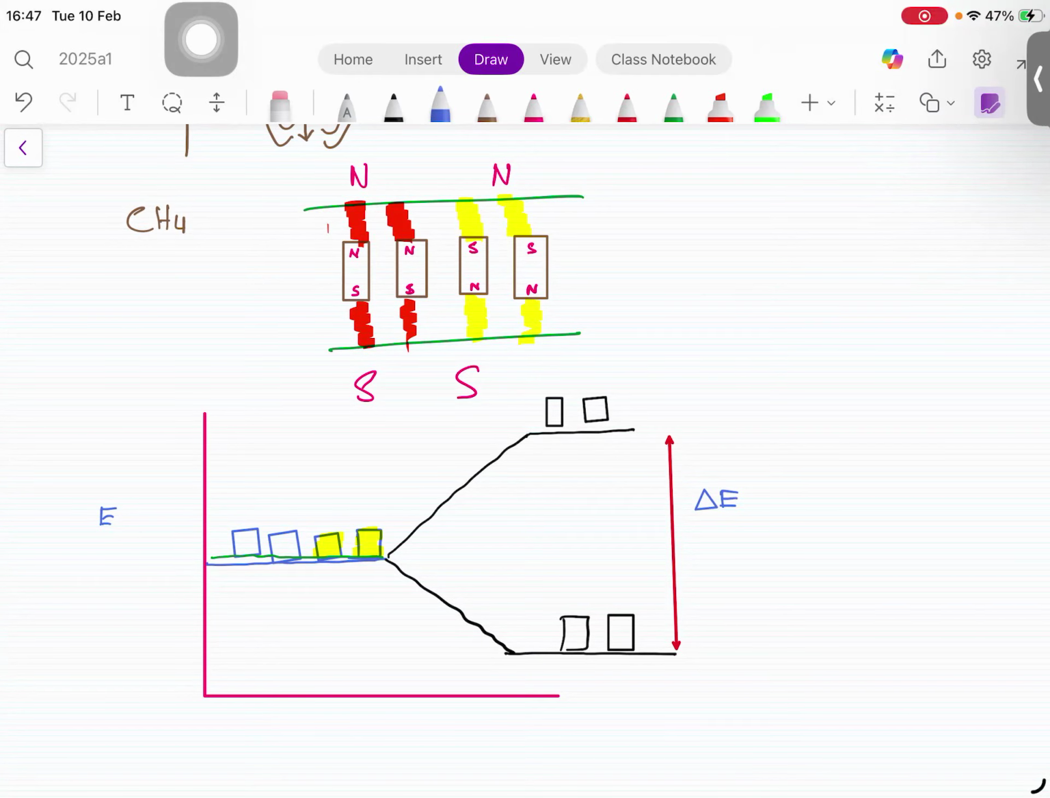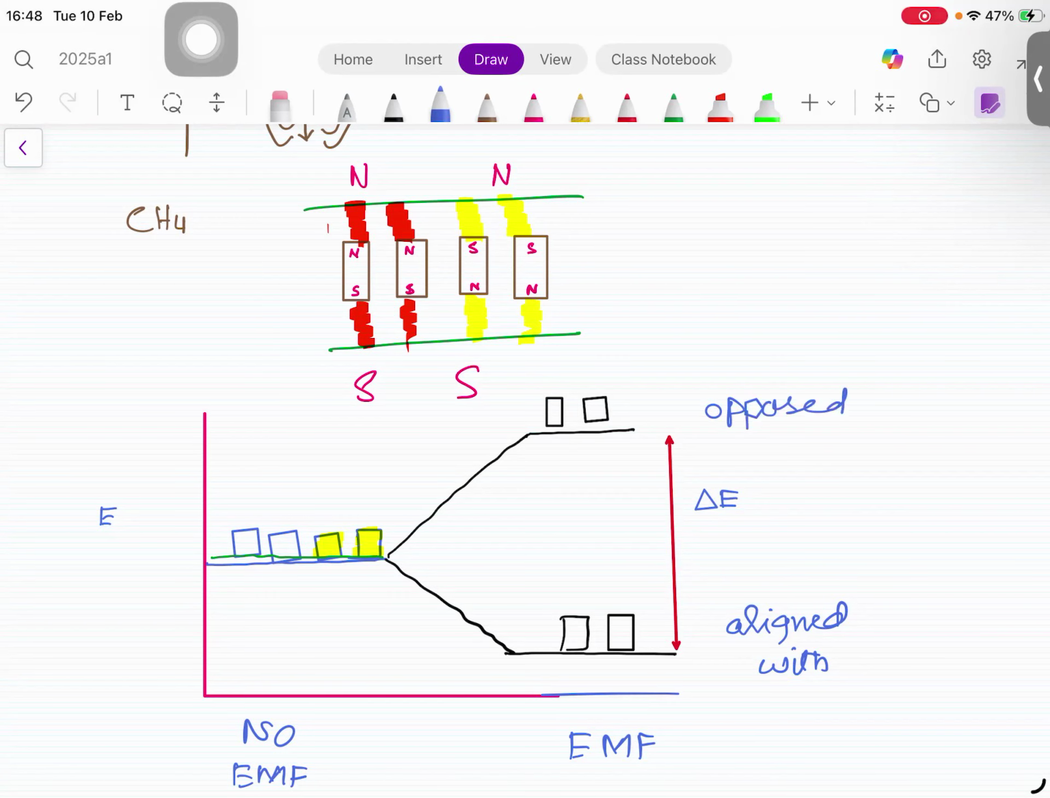So what I said, as soon as you take the methane molecule, one molecule of methane, you put it in an external bigger magnetic field, it splits up into two sets of energy level. The protons, those which are aligned with the external magnetic field. This is EMF, meaning bigger external magnetic field. Here is no EMF. And these are opposed with the external magnetic field. So those which are aligned, those which are opposed, they go like this.